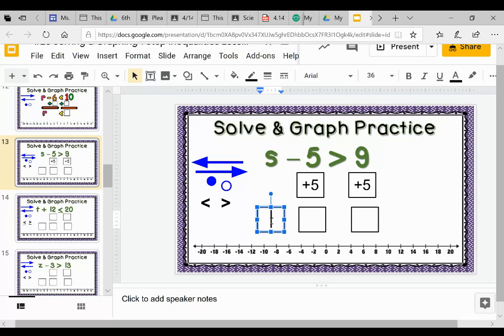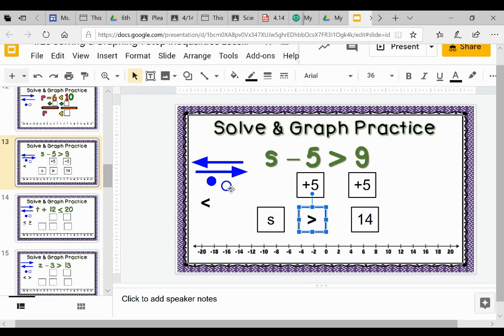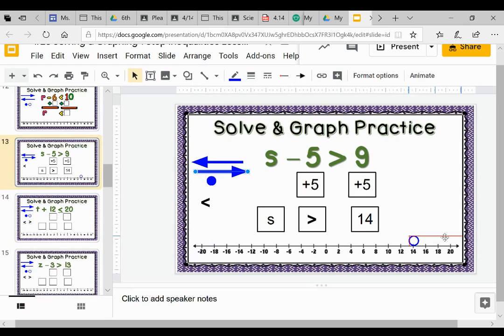And that leaves me with just s on my one side, and leaves me with 14 on my other. I'm going to bring down the inequality symbol, which is greater than. So I have s is greater than 14. I'm not including 14, so I'm going to put an open circle on 14. And then to make my inequality statement true, because I'm using its solution, s is greater than 14, all numbers greater than 14 would make my statement true.